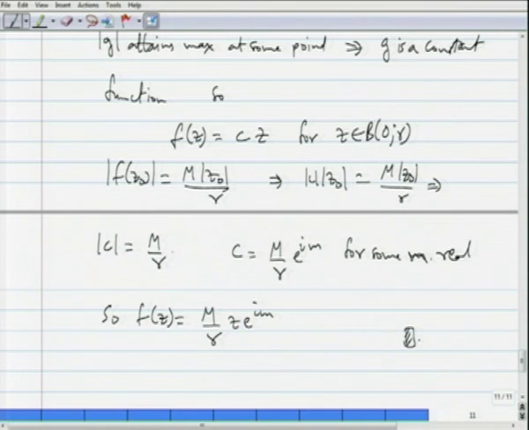So, we can say something more about f of z when we know its bound on the boundary of B(0, r), and if f of 0 is 0. So, that is an application of the maximum modulus theorem.